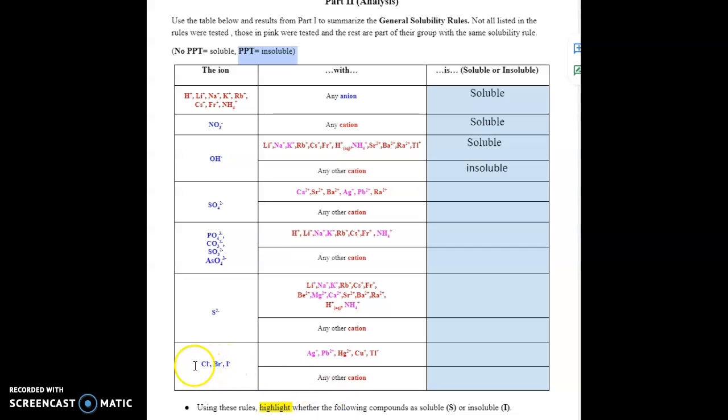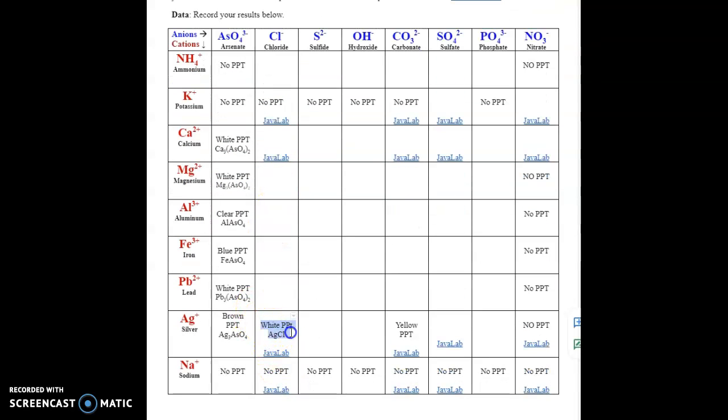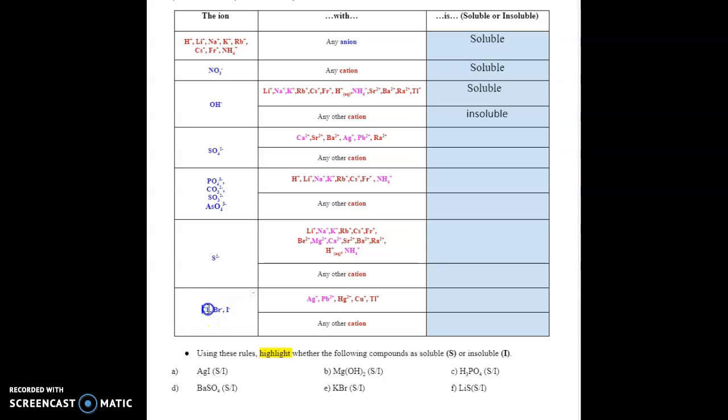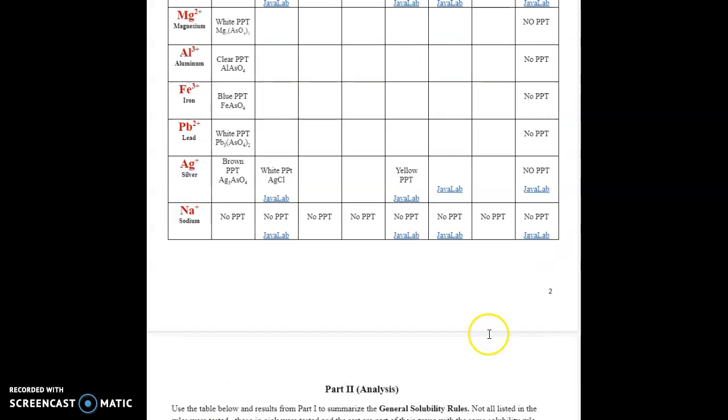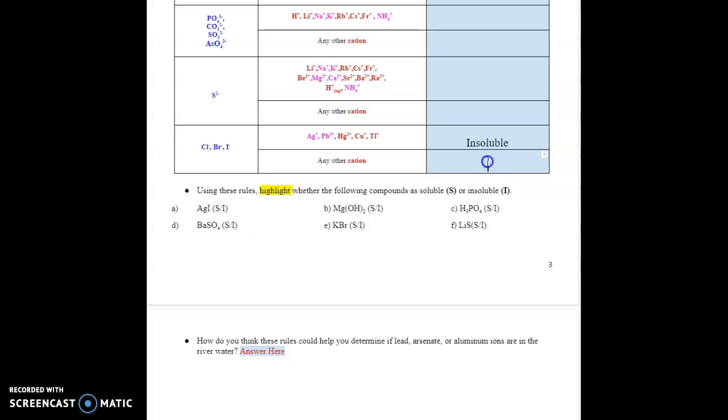For chloride and silver, if we scroll up to silver chloride, it makes a white precipitate. So that tells us that it is insoluble. Silver and chlorine together are insoluble. So if we scroll down, where it has chloride mixed with silver, you would put insoluble. And what that would mean is for the other cations, it's going to be soluble. So it's soluble for sodium. Chloride is soluble for potassium. So soluble in the other box.